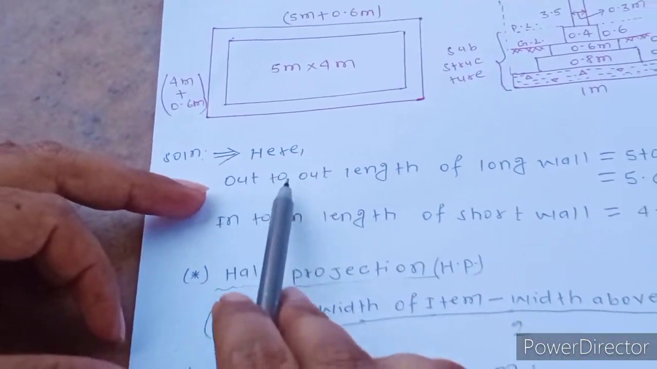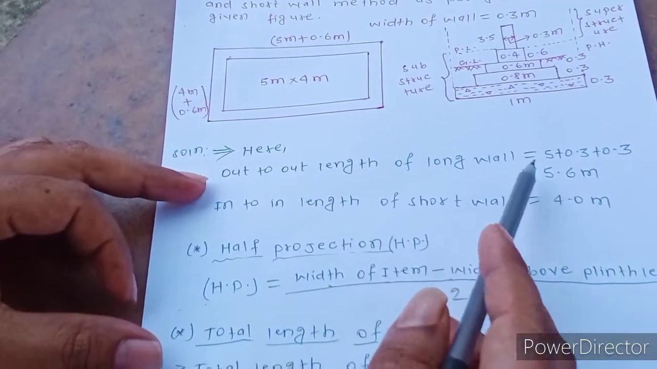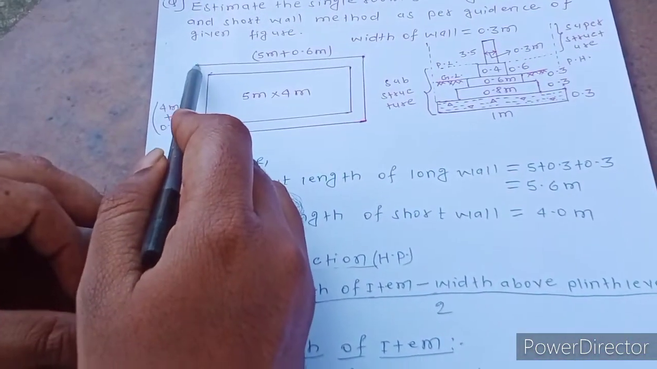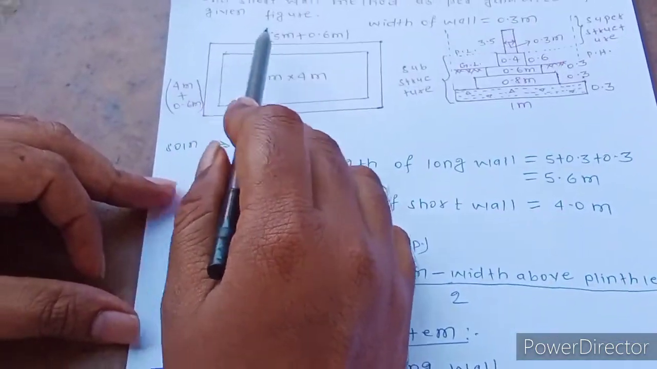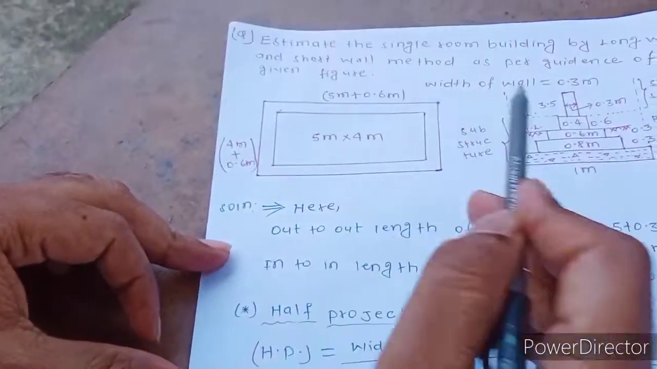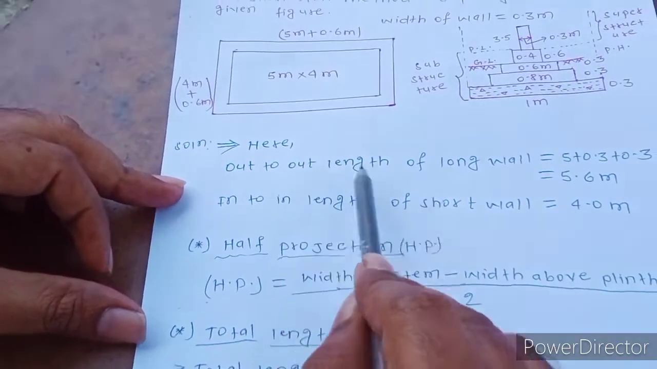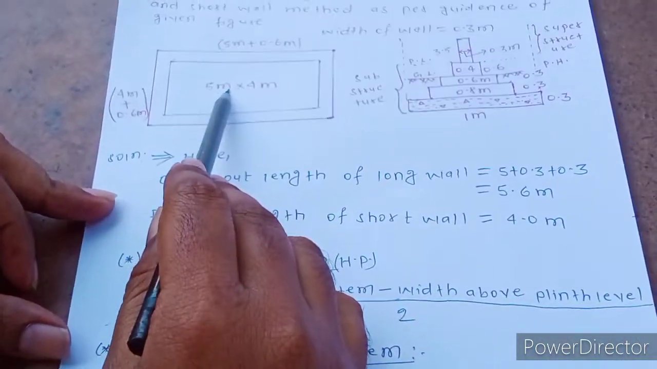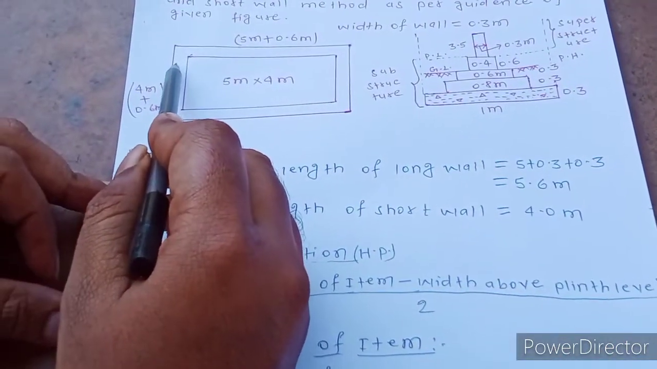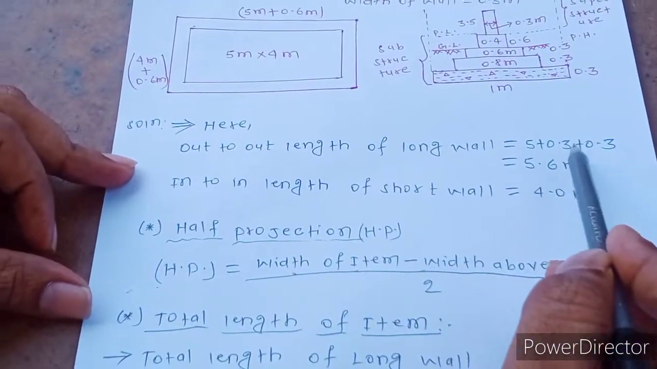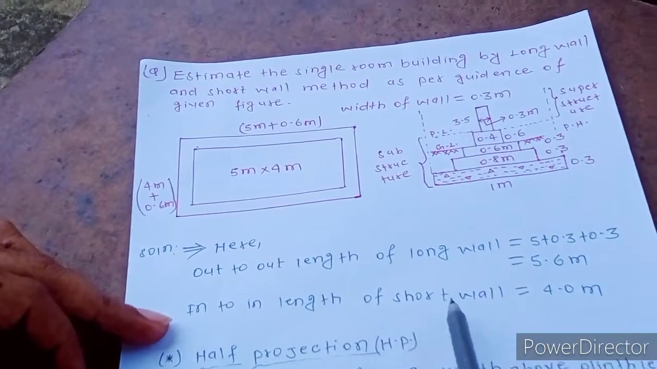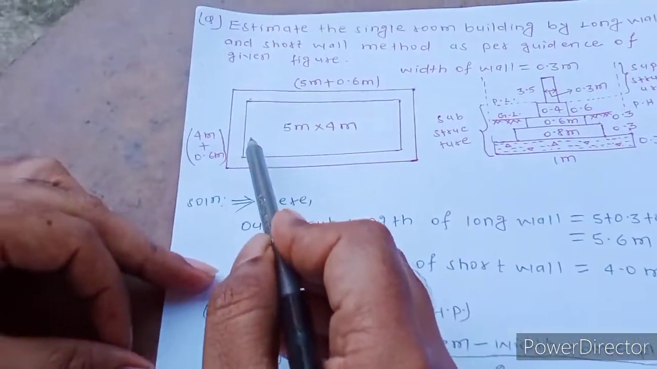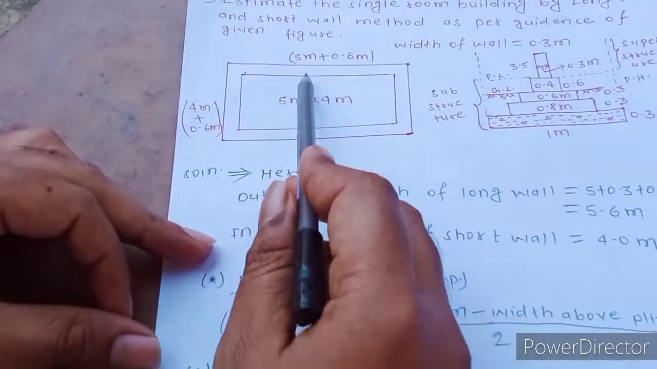So here we are going directly to calculate this problem. Here, the out to out length of the long wall. Out to out means from here to here. This is the long wall, this is the long wall, this is the short wall, this is the short wall. So the out to out length of the long wall is 5 plus this 0.3 and this 0.3, so 5 plus 0.3 plus 0.3 is equal to 5.6 meter. The in to in length of the short wall is equal to 4 meter, because from here to here it is only 4 meter.